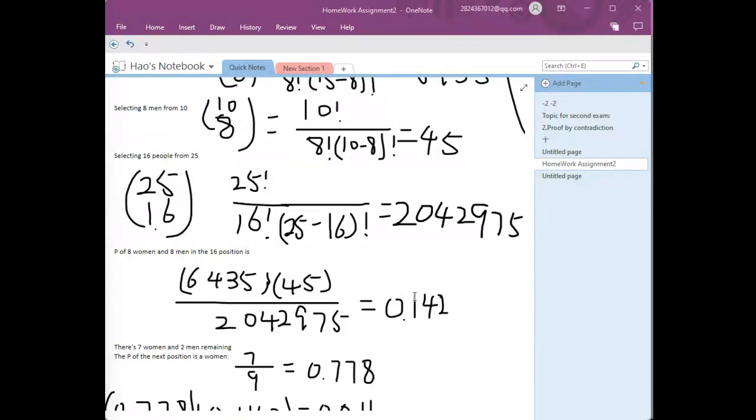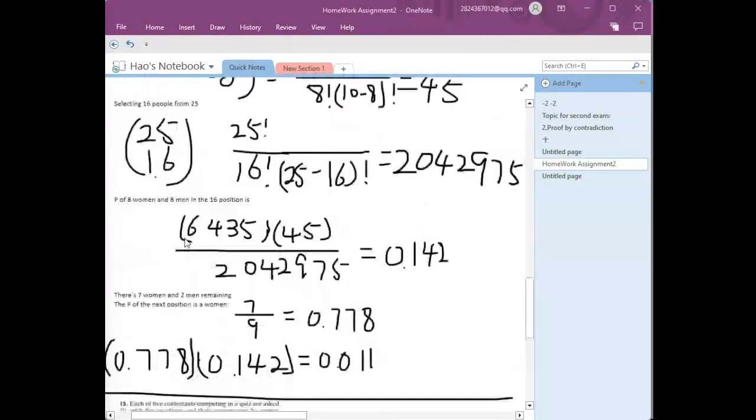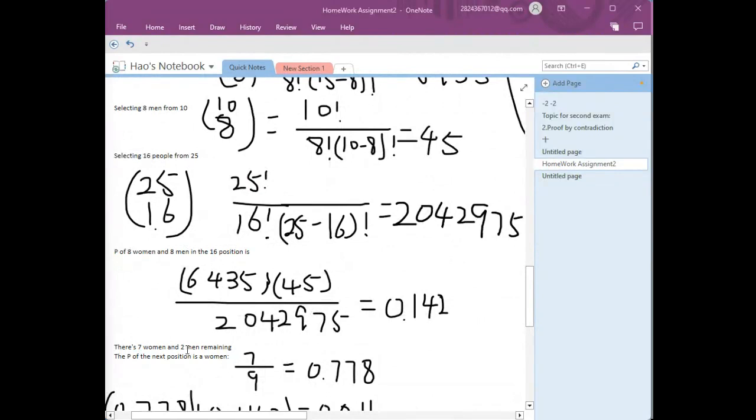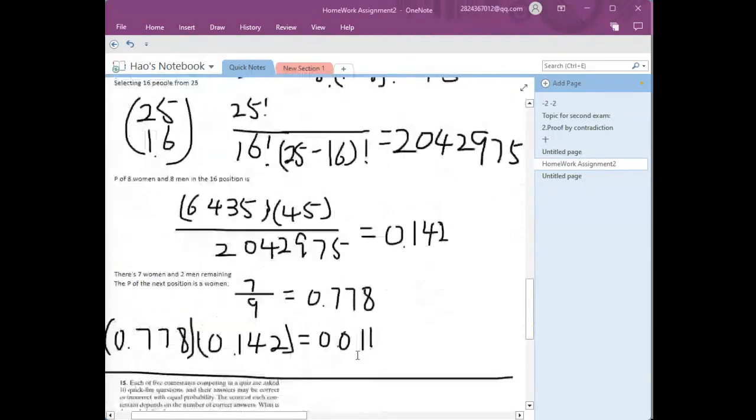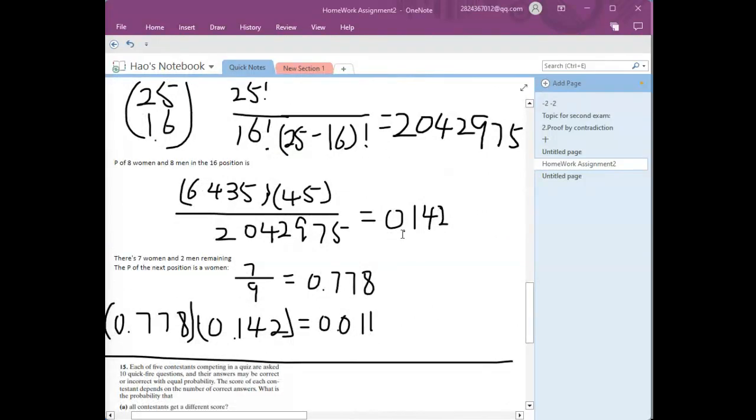So what I got here is 0.142 as the probability of choosing 8 women and 8 men from the above, and then there are only 7 women and 2 men left. Then for choosing another woman from the rest, it's 7 choose 1 over 9 choose 1. And then what I did to get the result is to multiply this one and this one to get the probability.